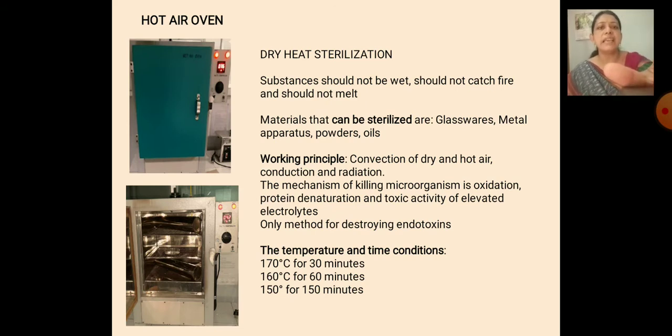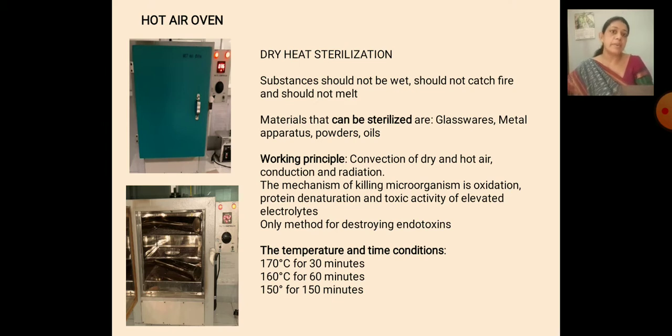Here, if you see the racks, I have opened it and you can see the racks in the hot air oven. Sterilization can be done for glassware, metal apparatus and powders. Remember that plastic substances and rubber corks especially cannot be sterilized by this method.